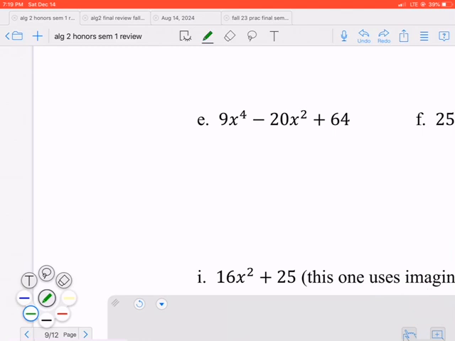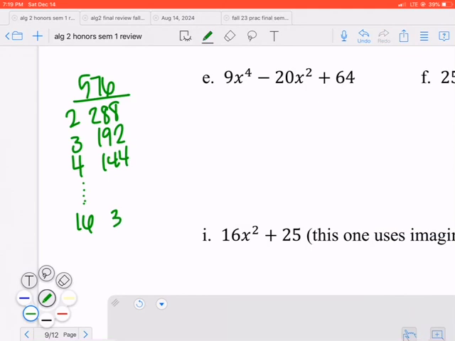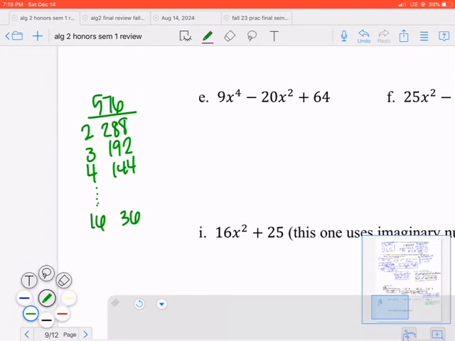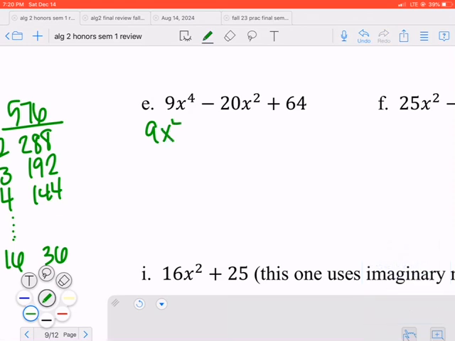So 9 times 64 is 576. Things that multiply to 576: 2 times 288, 3 times 192. I'm just dividing 576 by all the numbers. 4 times 144, and so on. You make your whole list, and I finally got to 16 times 36, which gives us a difference of 20. So, 9x to the, nope, I leave the 9 off, silly me. x to the 4th minus 20x squared plus 576.